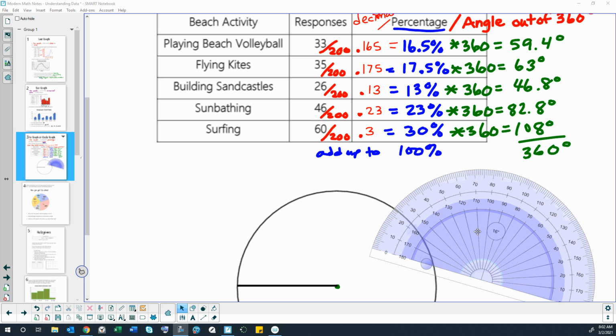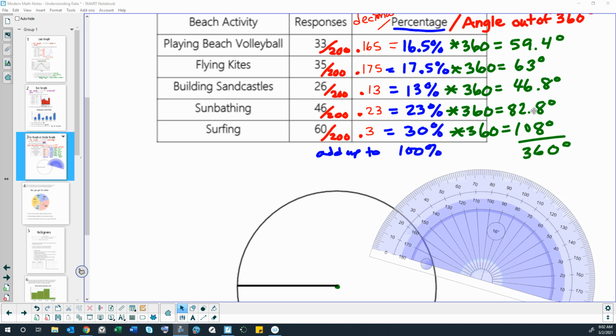So this is called a protractor. We can use a protractor to help us measure angles accurately. So that's one way we can do this problem. Another way is just by estimating and giving approximate values for angles. Like 23%, for example, is pretty close to 25%, and 25% is a quarter of our circle, or about 90 degrees. See how it's 82.8 degrees?